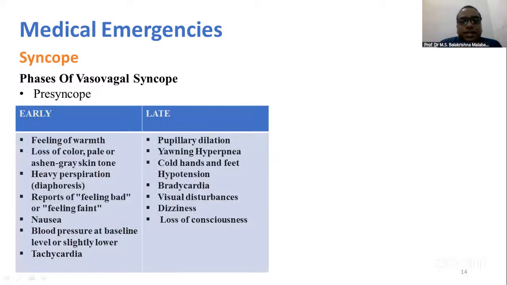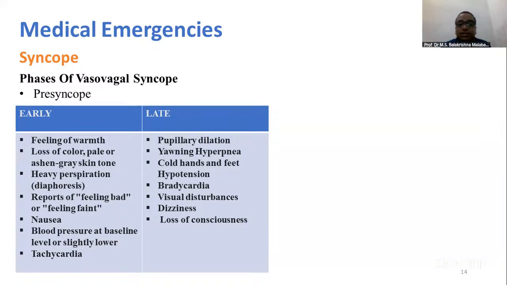So in the pre-syncope stage, there are signs, early signs and late signs. In the early signs, suddenly the patient will feel a little warm. Over a period of time, there is loss of color. Loss of color means the red color, what happened? The blood is going out. Out means it's going towards the extremities, your feet and hands. So in other parts it is just reducing and it's going away from the heart. And heavy perspiration is there. The patient says he's feeling bad and he can feel nausea also. Blood pressure will be slightly lower at this time and the heart starts beating very fast. So this is early pre-syncope.